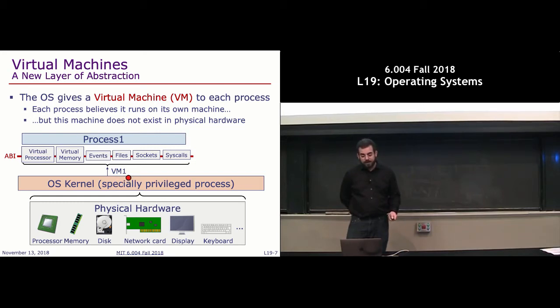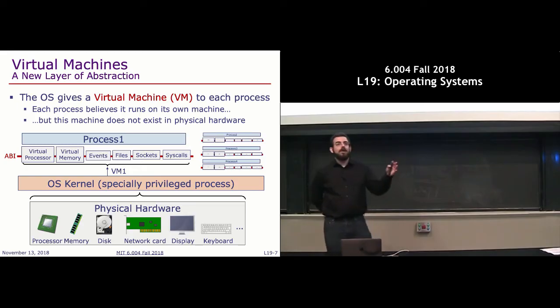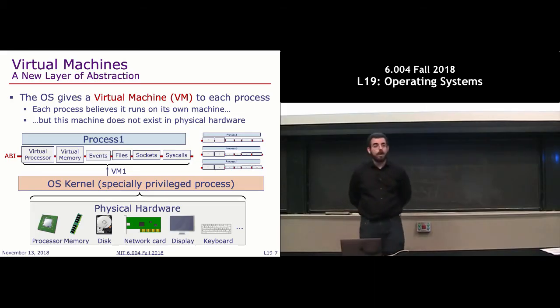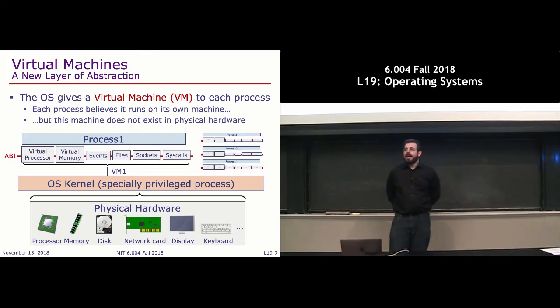So the operating system kernel is emulating this virtual machine 1, but there are other processes running on the machine, and for each of those, the operating system is emulating a different virtual machine with its own ABI. Okay, any questions?